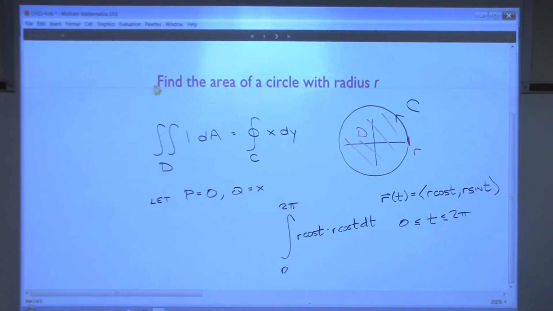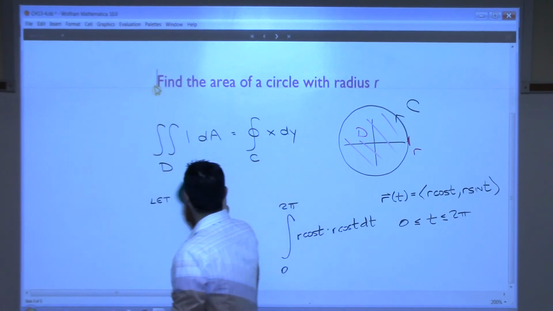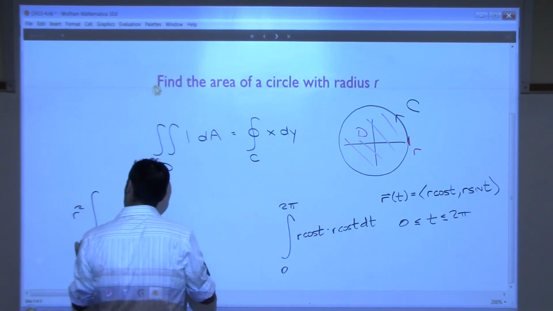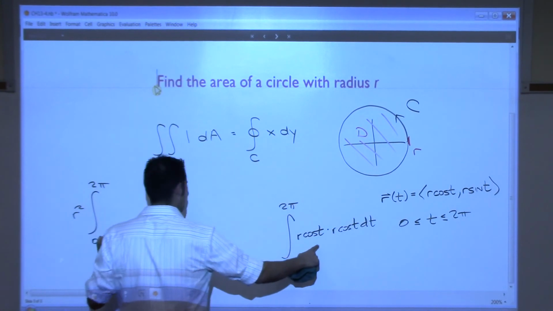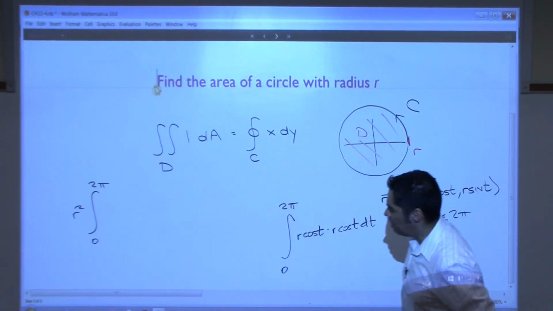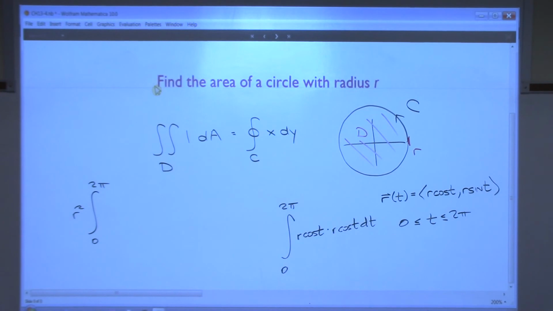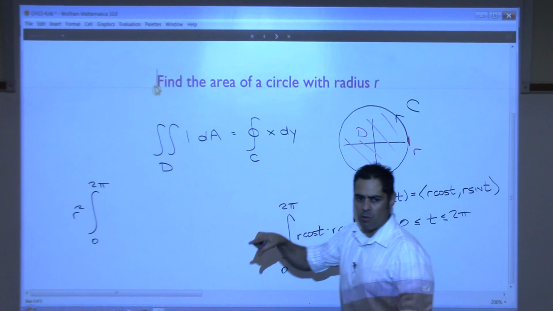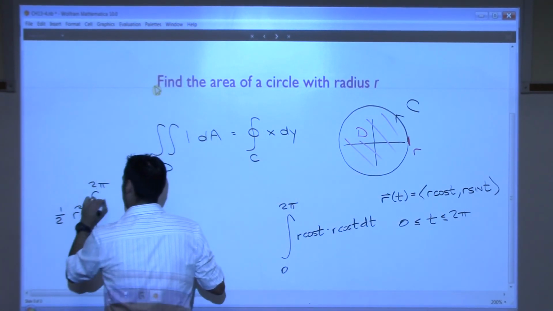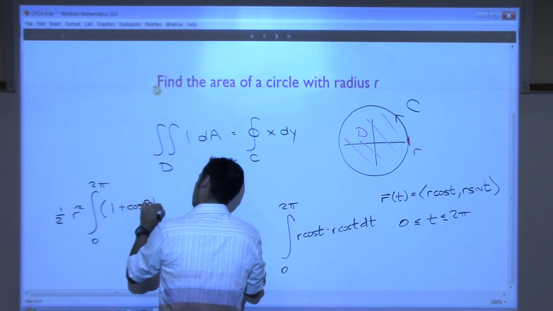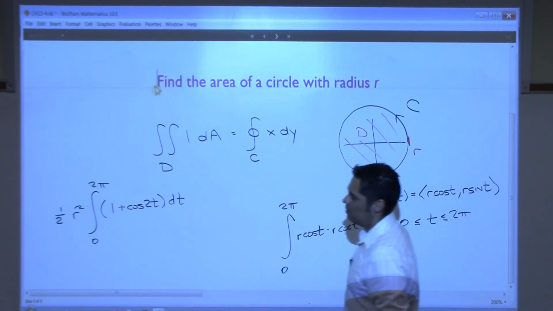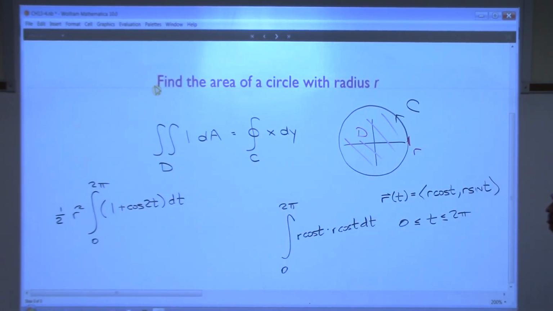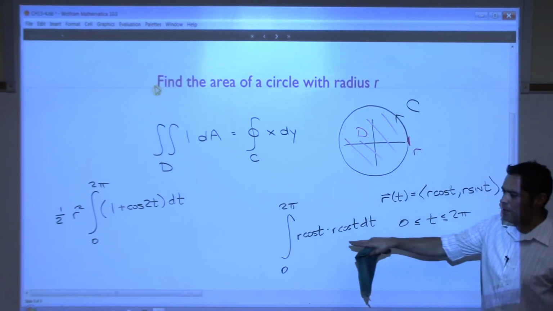Now, any of those things I can pull out of there? r squared, right? r squared can come out of that. What's left in here? Cosine squared. How are you going to handle cosine squared if you're going to integrate it? Power reduce. It's 1/2 plus 1/2 cosine 2t. But I'm going to pull the 1/2 out. So this will become 1/2 times (1 plus cosine 2t) dt. And you should be able to integrate those. Do I have any questions on where I'm going here? This to that?